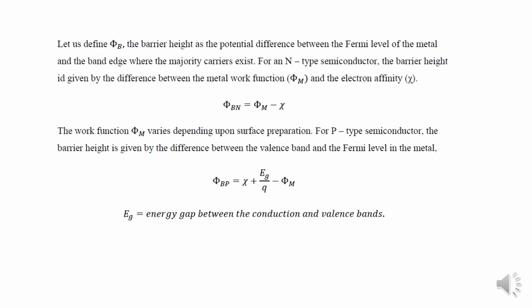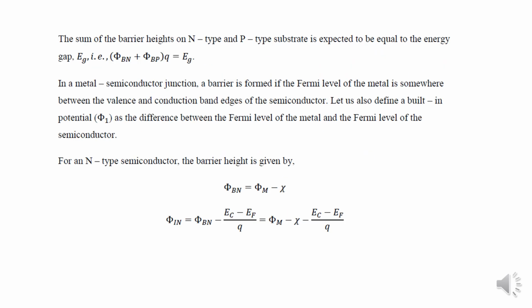For p-type semiconductor, the barrier height is given by the difference between the valence band and the Fermi level in the metal. And also phi bp equal to Eg minus phi m plus x, where Eg is the energy gap between the conduction and the valence band. The sum of the barrier heights on n-type and p-type structures is expected to be equal to the energy gap. Therefore it is given by this equation. For the n-type semiconductor, the barrier height is given by phi bn equal to phi m minus x, and while we are substituting the values, we are getting this equation.